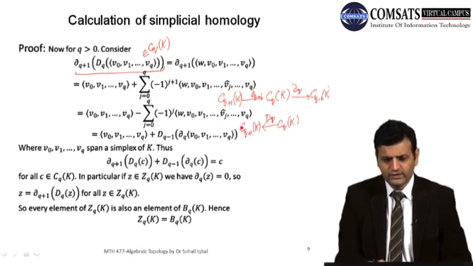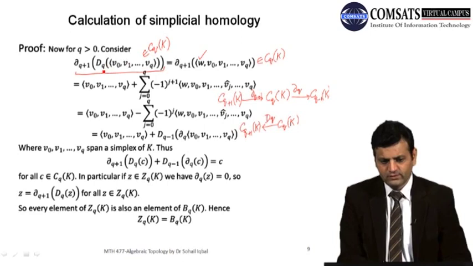Okay, so how do we do that? We just add W on the extreme left side and it will give me a q plus 1 simplex, and when we apply the boundary operator on this thing, then of course this is again an element of CQ of k. So we start from an element of CQ of k, apply DQ, get an element of CQ plus 1 of k, and then apply this boundary operator and get again an element of CQ of k.